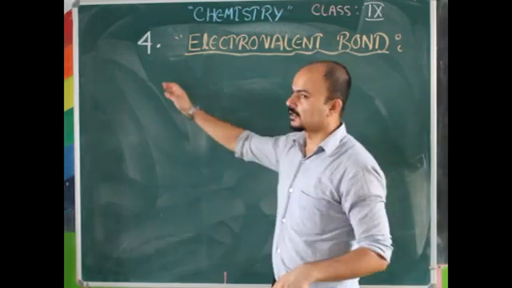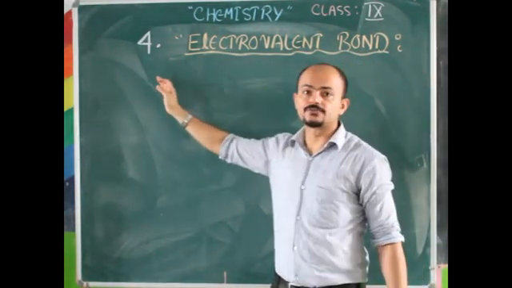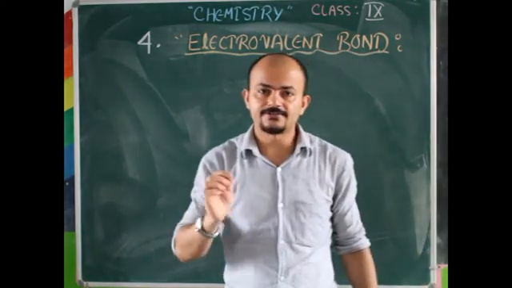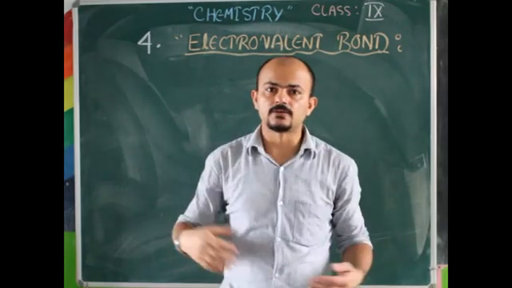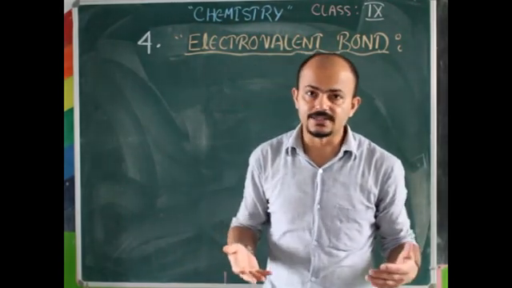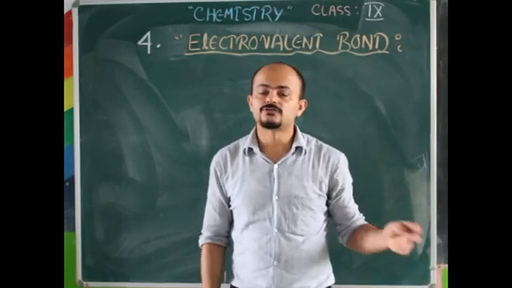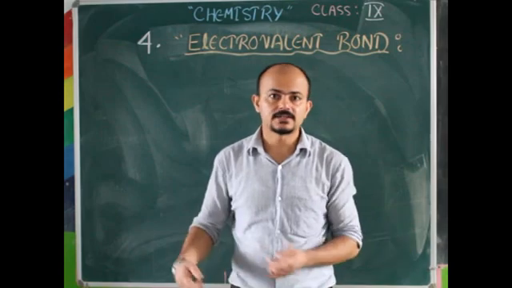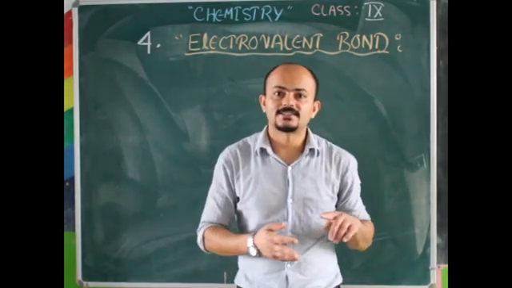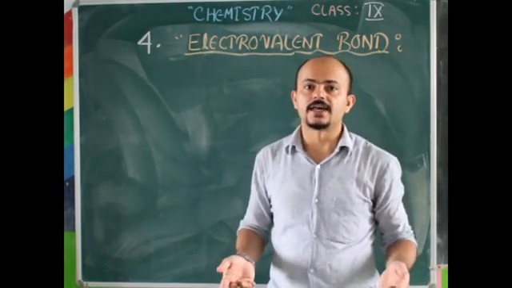We're discussing electrovalent bonds, and it's the continuation of chapter 4. So electrovalent bonds, you have to remember this, are formed between metals and non-metals. Metals are those elements which contain 1, 2 or 3 electrons in the valence shell, and non-metals are usually those elements which contain 6, 7 electrons in their valence shell.